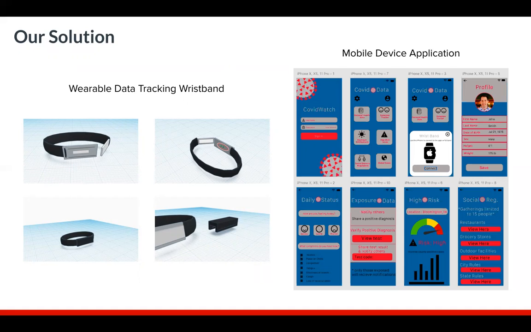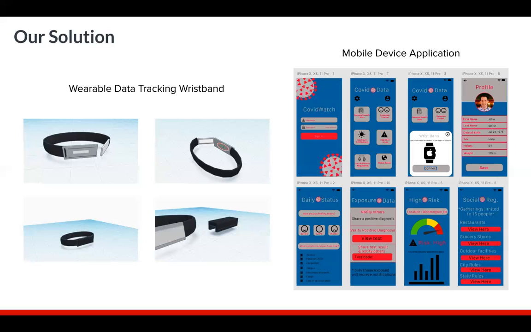Then to the right of the screen is our mobile device application. This will sync up with the band, as you can see in the third picture. In the first picture, you have the login page where the user can log in. The second page is the home page that will take you to the rest of the pages within the application. In the third, you can see where you connect to the watch. The fourth is the profile page, which has all your information. The next is your daily status, where you can log all your symptoms and track your health data.